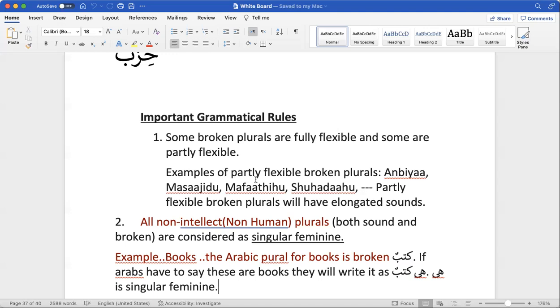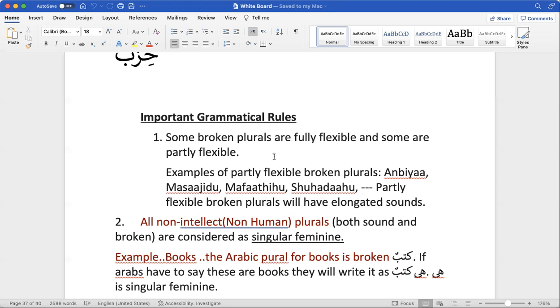Examples of partly flexible broken plurals are ambiya, masajid, mafatihu, shuhada. For example, if I say min ambiya, you will not say min ambiyi. You say min masajida, or suppose you say fil masajida, in the masjid. They will not say fil masajidi, because it is partly flexible. So certain broken plurals are partly flexible.